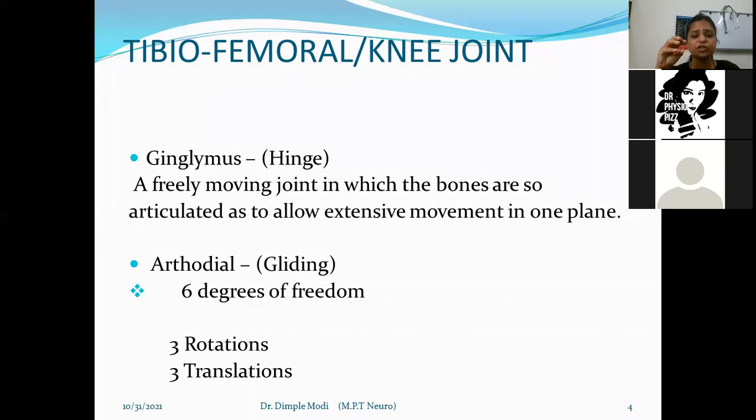What is the tibiofemoral joint? When the articulation occurs between the distal femur and the proximal tibia, that forms the tibiofemoral joint. And another one is the patellofemoral joint, when the articulation occurs between the posterior patella and the femur. So that is the patellofemoral joint. One thing I would like to add on this, the superior tibiofibular joint does not come in the knee joint complex because it is not enclosed in the knee joint capsule.